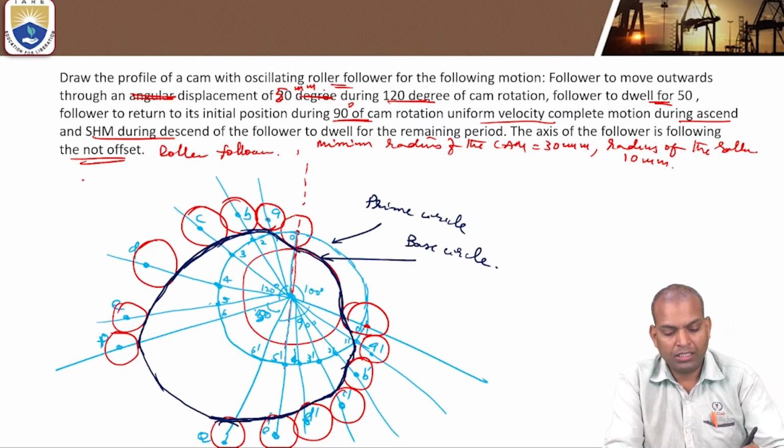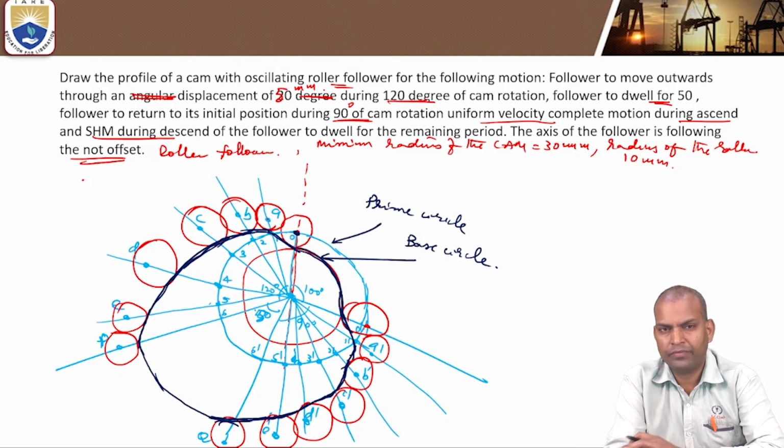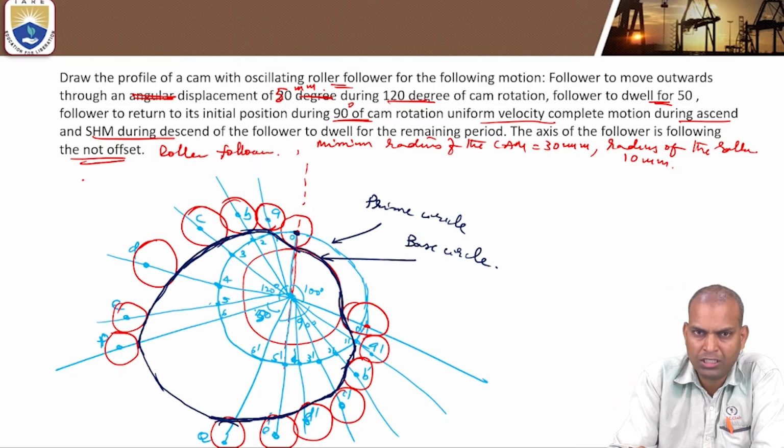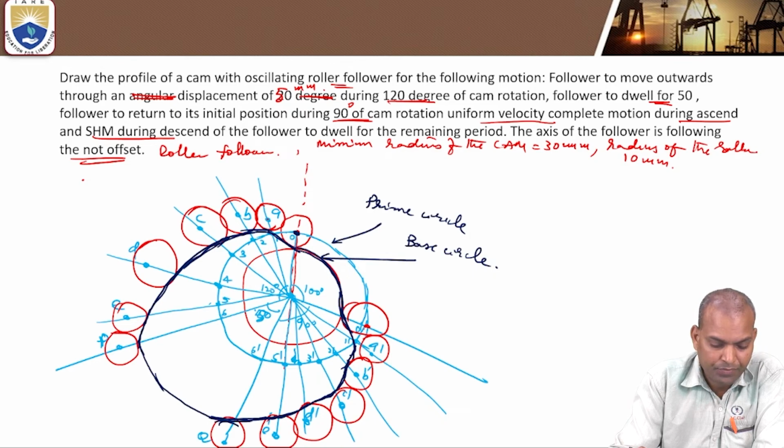So, and these are the tracing points. The tracing point, prime circle: what is the prime circle? It is the circle drawn from the center of the base circle to the tracing point, passing through the tracing point. That circle is known as the prime circle. Here the follower is the roller follower. The radius of the roller is 10 millimeters.